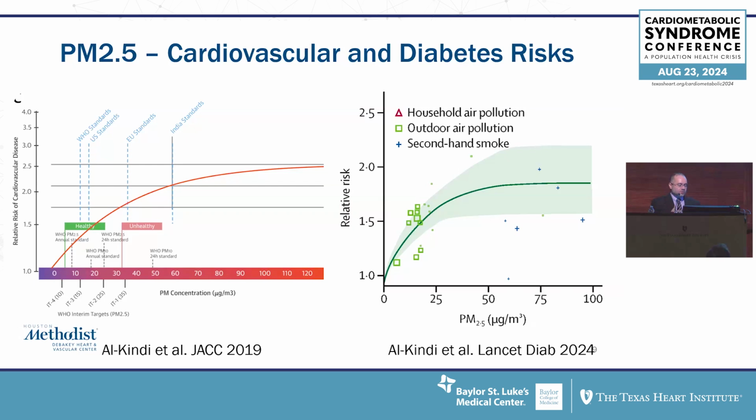On the y-axis, we have relative risk of incident cardiovascular disease, which includes stroke and heart attacks and cardiovascular mortality. And on the x-axis, we see the PM concentration. And there is some sort of a plateau effect.